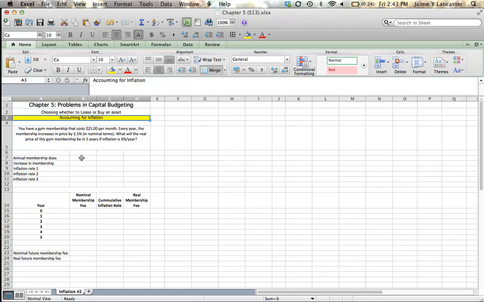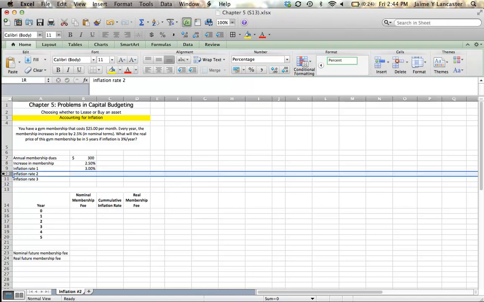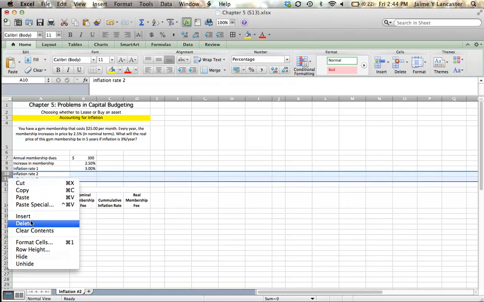So we'll start with our value drivers. Our annual membership dues are going to be equal to our monthly dues multiplied by 12. So right now, this year, we're going to pay our gym $300 throughout the course of this year. But next year, we're going to pay them 2.5% more. Well, if inflation is 3% per year, what that increase in our membership dues feels like is not going to be the same as it actually is.